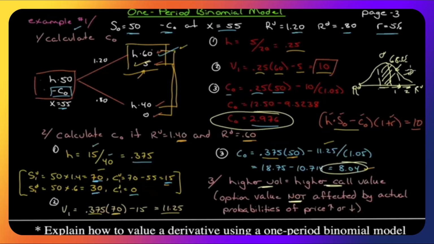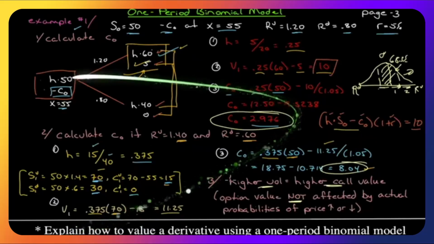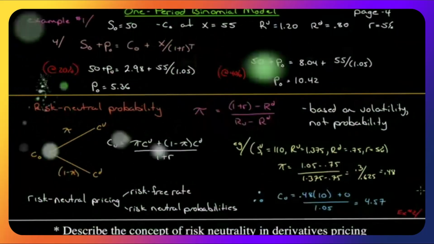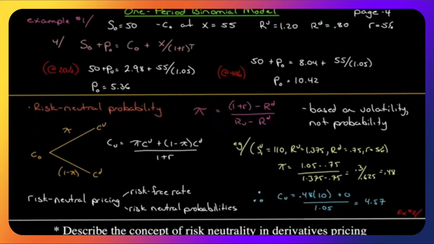Let's go to the next screen. We'll answer part 4 of example 1, then we'll introduce risk-neutral probabilities and walk through example 2. All right, part 4 asks us to solve for the value of the put. Well, we know the stock price, we know the call price, we know the strike price and the risk-free rate. We can just use put-call parity here.